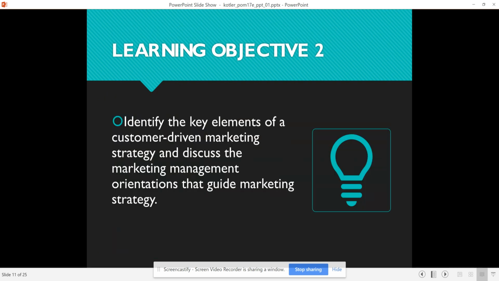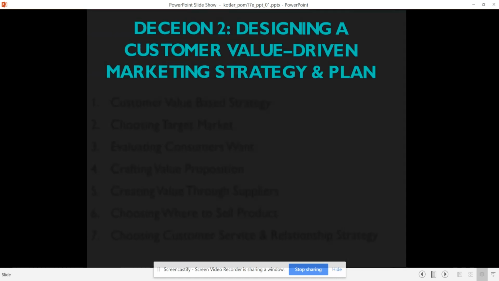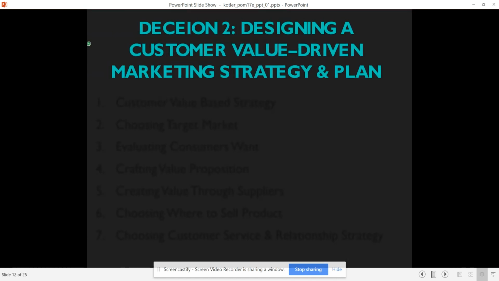All right, so there we go into objective number 2, which is identifying what the customer-driven marketing strategy will look like and what steps are in it. So we're going to design a customer value marketing strategy and plan, and that's got 7 steps to it. The first step being that we've identified that we're going to focus on the customer value strategy. That's a concept we're going to focus on.